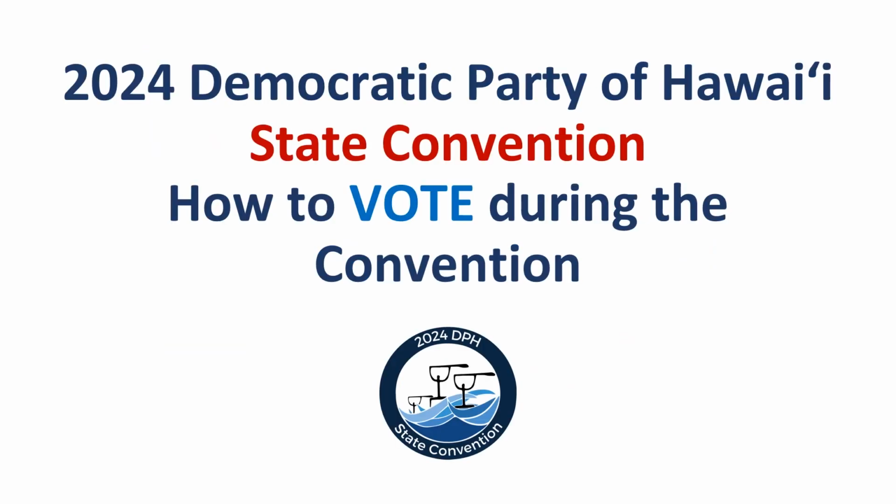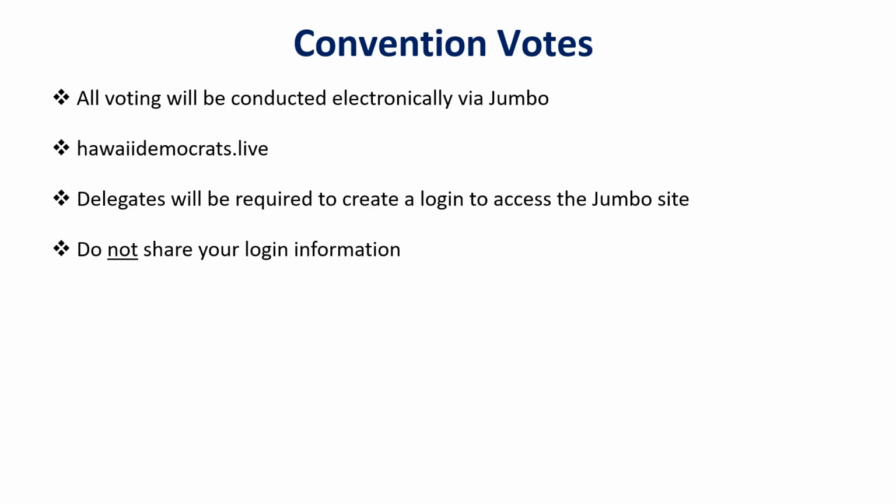This part of the presentation will be talking about how to cast votes that will be conducted from the convention floor. These will be votes for things such as the party platform, party rules, and resolutions that are being offered for adoption at the convention. So all voting will be conducted electronically via Jumbo.